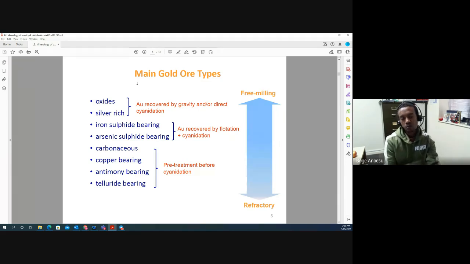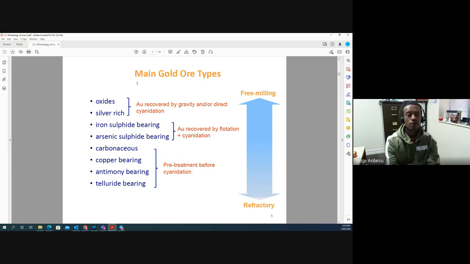The first thing we normally do is to first separate out the sulfides from the rest of the gangue. In this case, you could use flotation to separate the sulfides from the rest of the gangue. And once you have the sulfide concentrate, you can go ahead and do cyanidation. In some cases, you might need to do pre-treatment, but generally, cyanidation may work well.